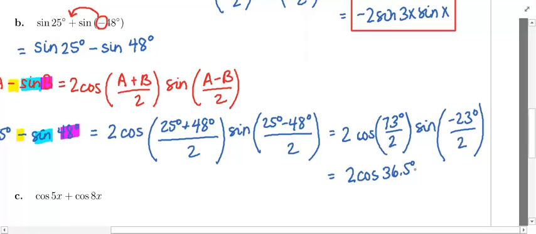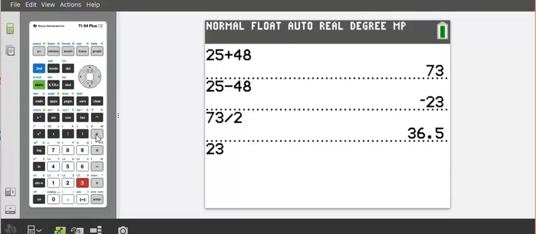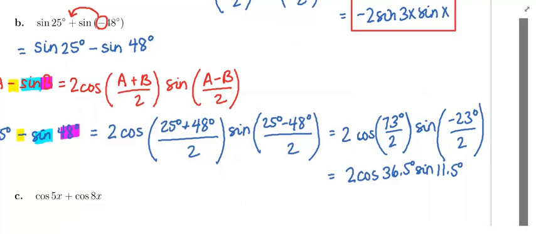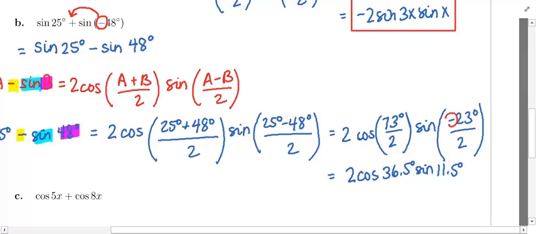For the sine value, I can do the same thing. I can take the 23 degrees and divide it by 2. So I'm taking the sine of negative 11.5 degrees. We have a negative argument here, but remember, sine is odd, so we can take the negative out. Really the negative sign would go in front, so it would be negative sine. Since we're multiplying here, that negative can go in front. So this is going to be the final answer.